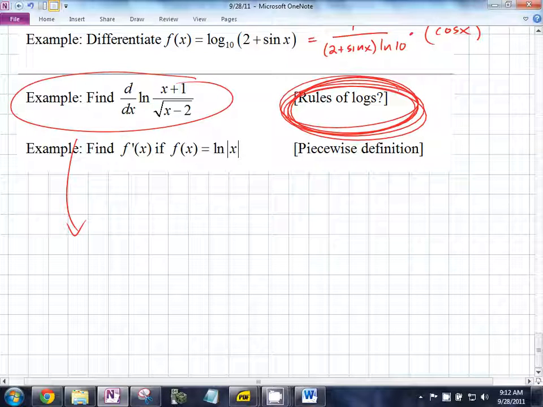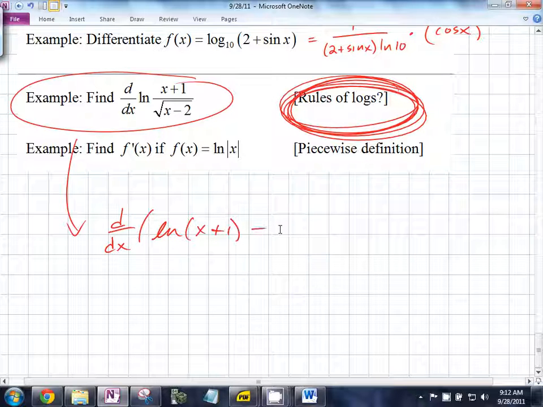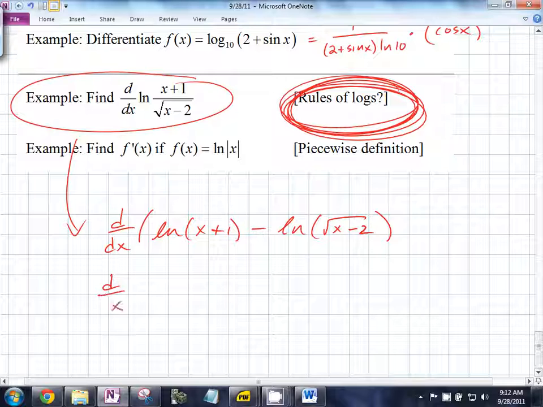minus ln of x minus 2. Thank you. Okay. Can we clean this up a little bit even? Yeah. So this is the same thing as d over dx of the first one, ln of x plus 1, minus what? The derivative of d over dx of the square root. What can you do with that square root? 1/2 power, and it turns into the coefficient.